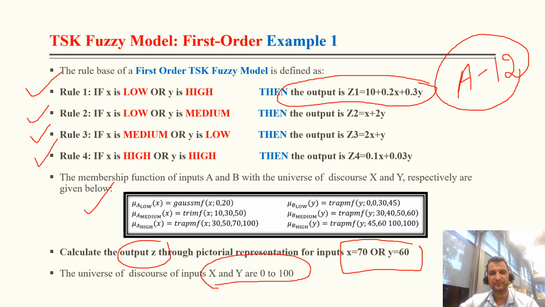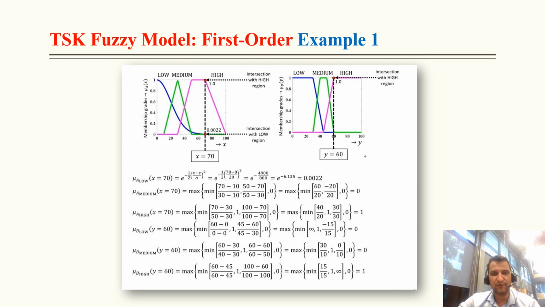0 to 100. So we have to first draw this membership function, whether it is triangular, trapezoidal or Gaussian. Now I want to calculate the output for input x is equal to 70 and y is equal to 60. So in this case, the degree of compatibility for this point is 0.0022, and in this case 1, and here it is 1. So applying all these where they intersect, we have to apply all these particular rules where they are intersecting. So we have to calculate max min values in this way.